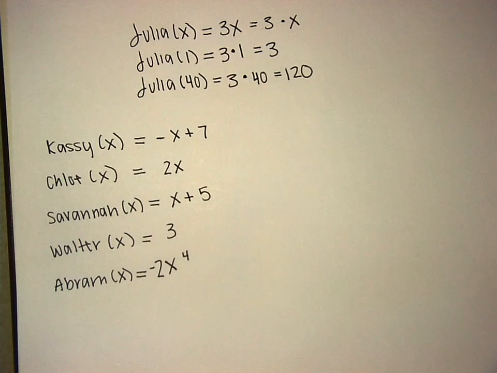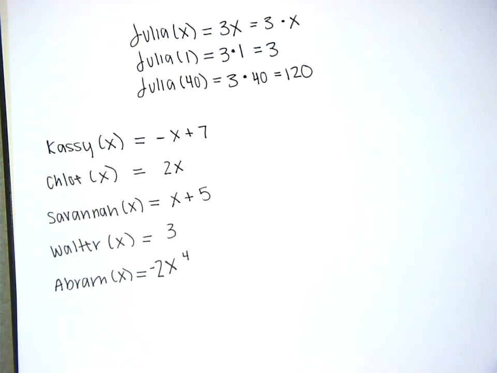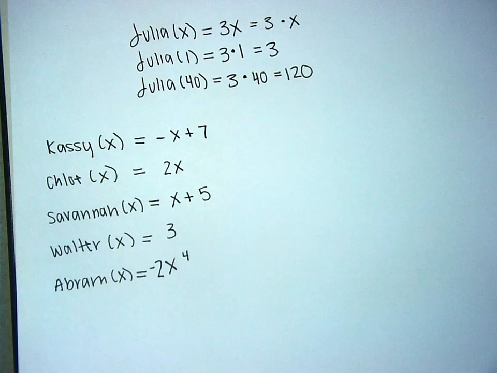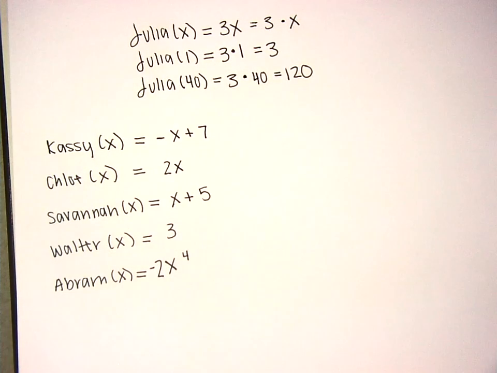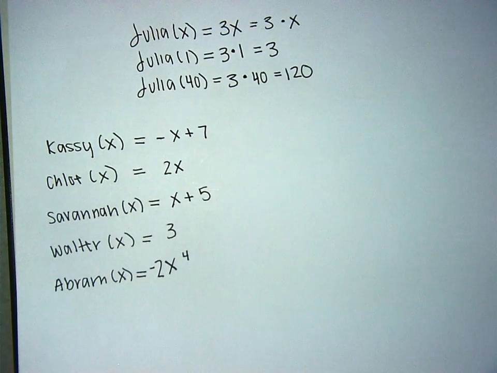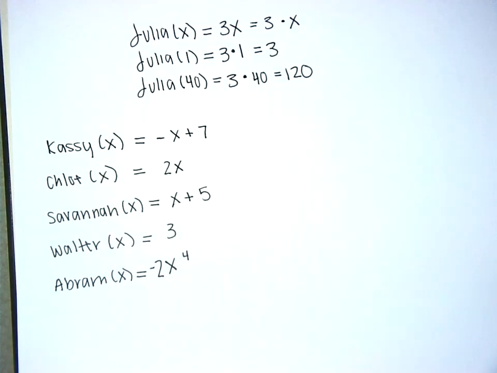Okay. So Cassie of x equals negative x plus 4. Chloe of x equals 2x. Savannah of x is x plus 5. Walter of x is 3. Abram of x is negative 2x to the 4th.